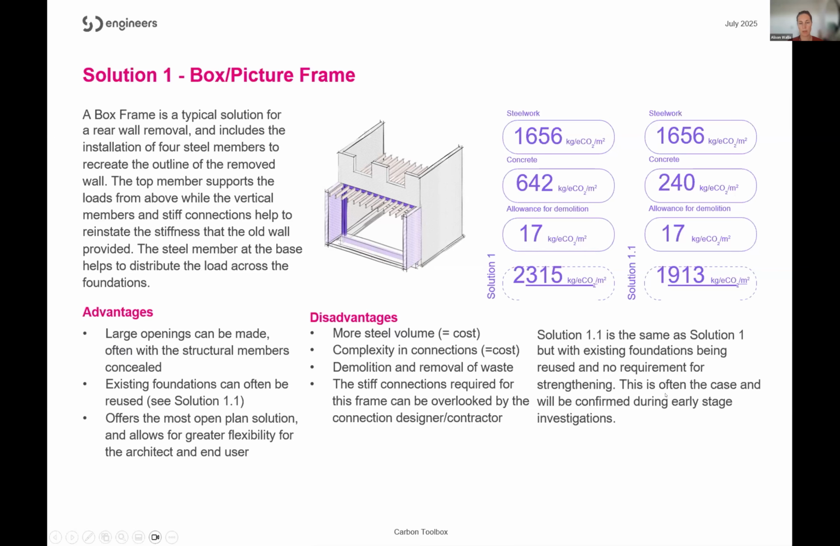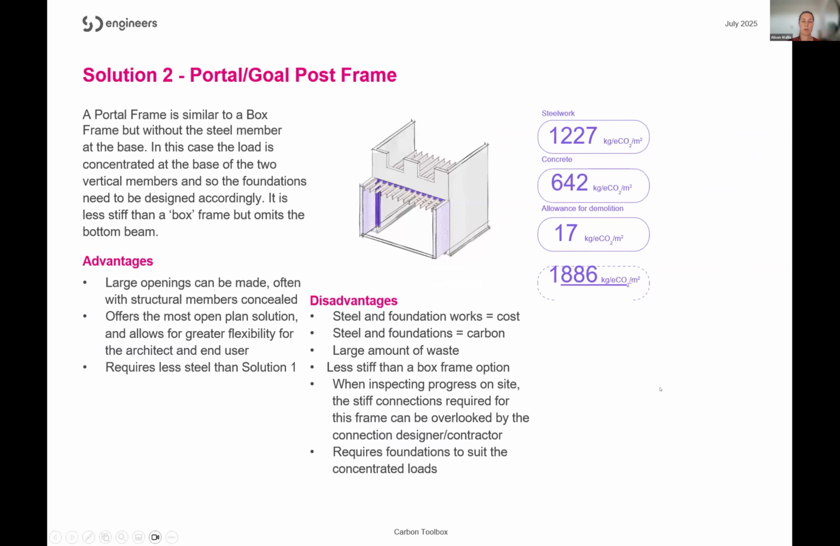That's solution 1.1. What we wanted to do was compare that with a goalpost frame, which, in fact, not clear from the image here, would sit on pad foundations. Quite often we had the question of, well, is it less embodied carbon to have the extra steel member at the bottom, but the larger pad foundations at the bottom? The disadvantage in this frame being that it's actually less stiff as well. And I'll run through the comparison of these different options later in a sort of comparison graph.